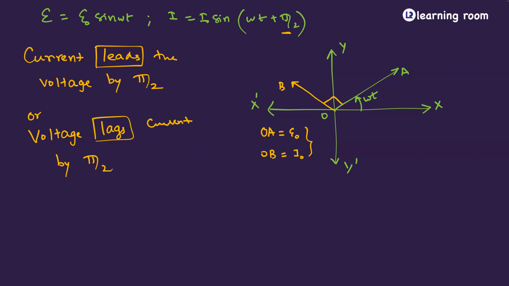They will ask you, in the previous case, what happened when you drew the graph between EMF and current? When you drew the phasor diagram between EMF and current, the current and the EMF were both in the same phase. Whereas when you draw the phasor diagram for EMF and current for a capacitor, they're 90 degrees out of phase, but which one is leading the other? Current is leading the voltage by pi by 2, or voltage is lagging the current by pi by 2. Okay. Are you able to understand?